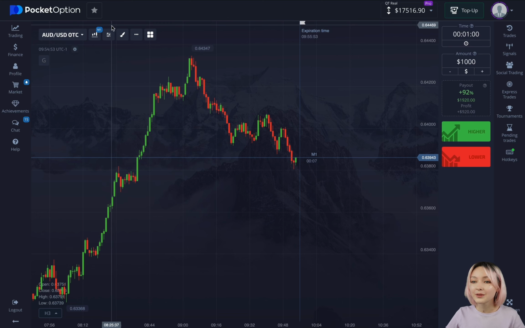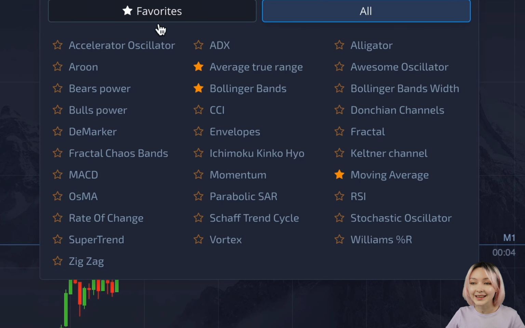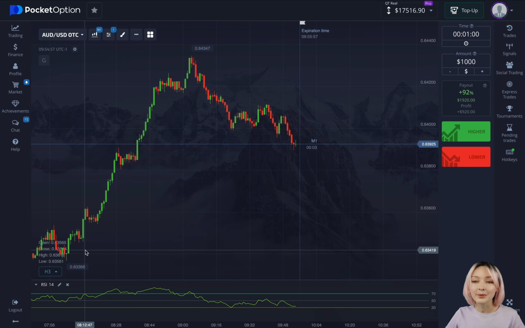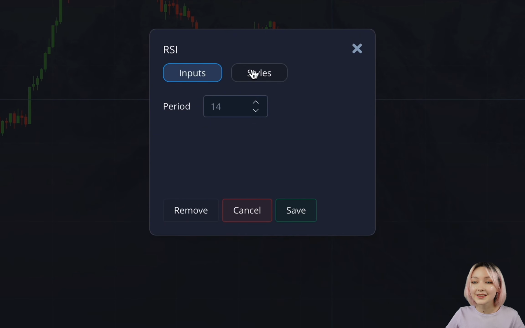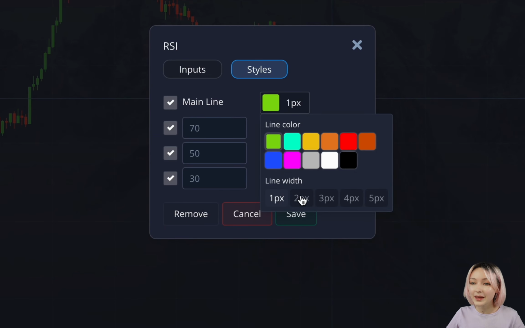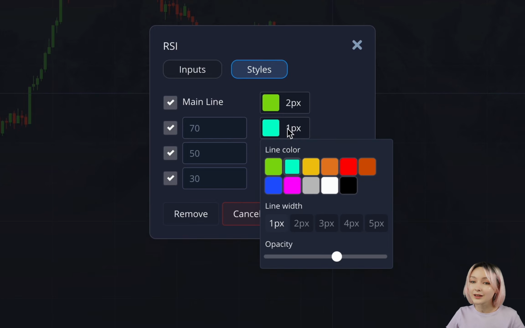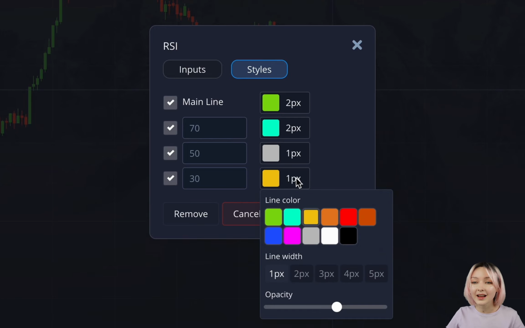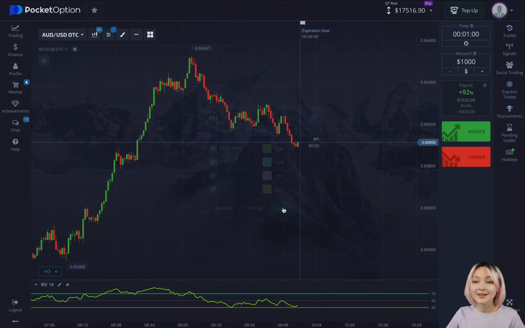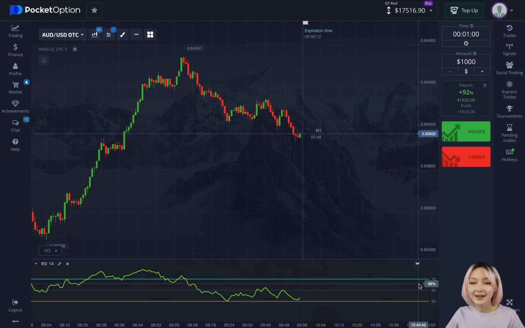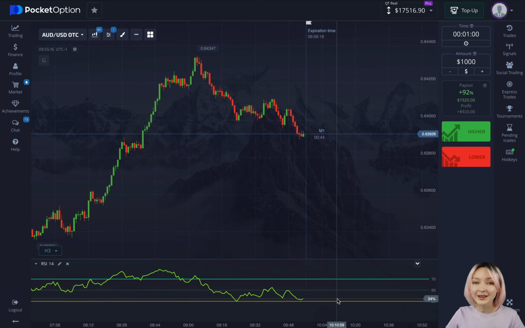So now we're adding the RSI indicator in the top left corner. The period is 14 by standard. In the style section, we're making the main line a bit bolder along with the 70 and 30 lines. Now the indicator is a bit more visually comprehensive. I'd also like to expand it a little in order to not miss any important signals.